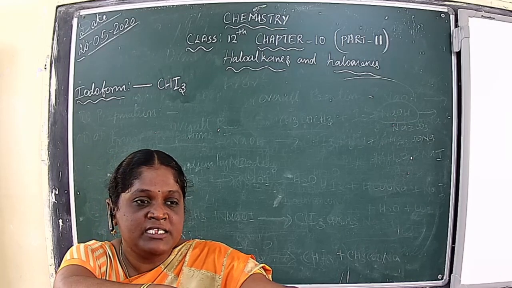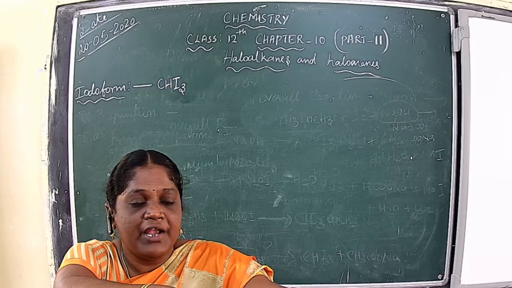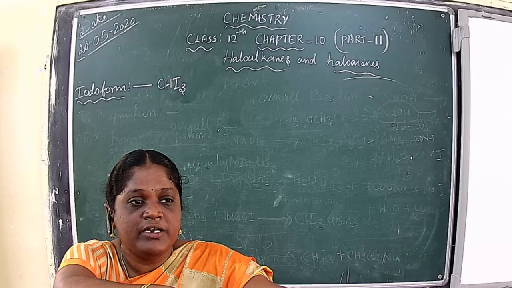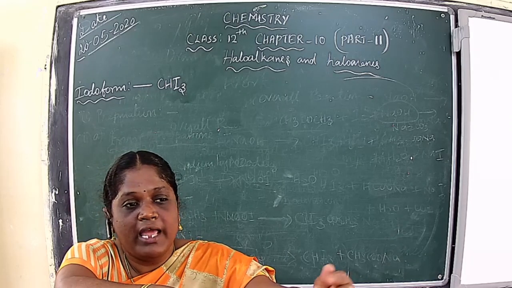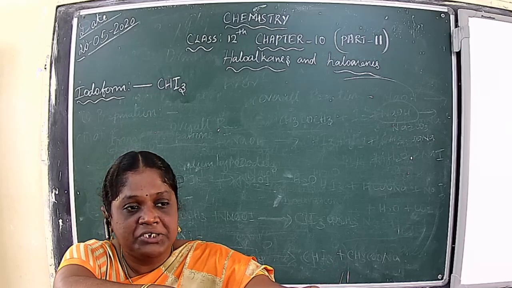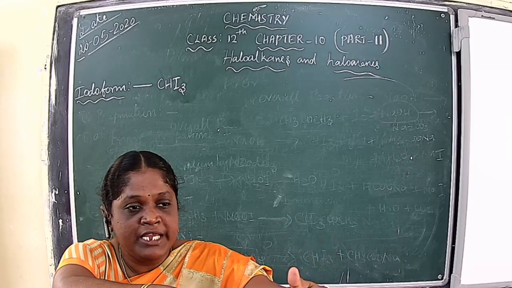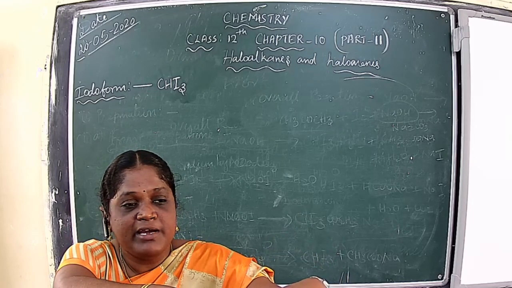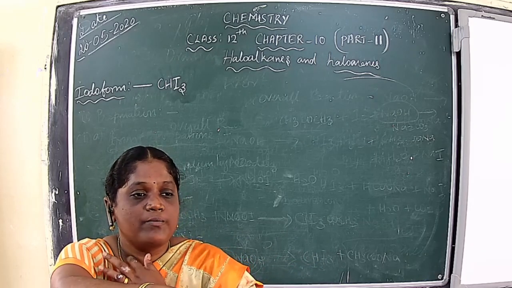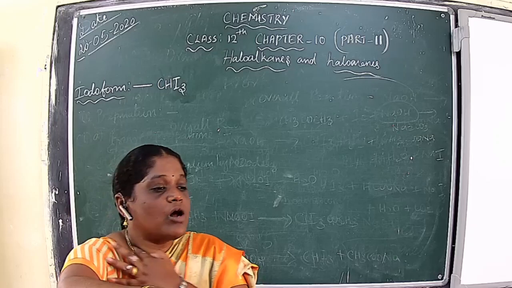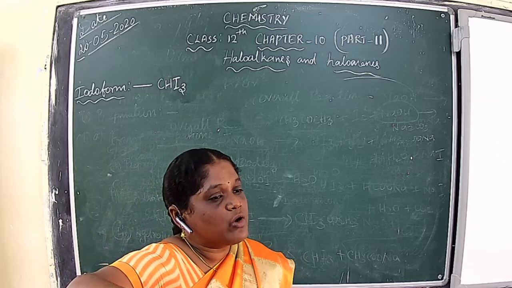Chloropicrine formula: CCl3NO2. CCl3 what? NO2. Understood? So like that, after that carbonyl reaction, after that dehalogenation, after that Riemann-Tiemann reaction, after that condensation with acetone. Clear? So these are the chemical properties of chloroform.